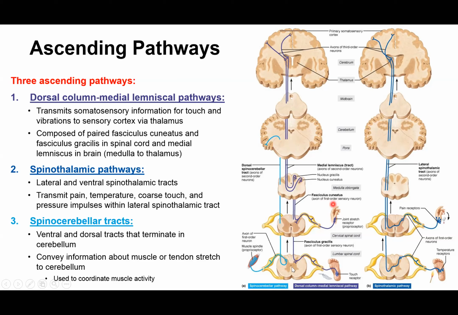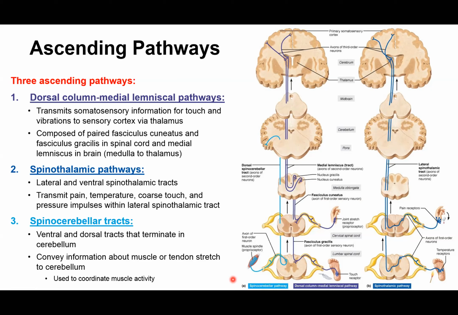And then finally is the spinocerebellar pathway. And these are ventral and dorsal tracts that are going to terminate in the cerebellum. And remember, the cerebellum is our mini brain. And spinocerebellar tracts convey information about muscle or tendon stretch to the cerebellum, which helps to coordinate muscle activity.